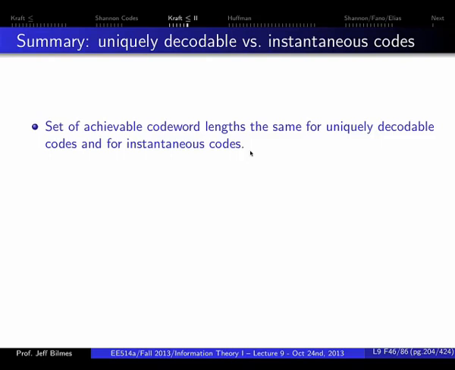So the point is the following. The set of achievable code word lengths is, in a sense, the same for the uniquely decodable codes and for the instantaneous codes. So is there ever any benefit to move away from the instantaneous codes into the uniquely decodable code world? Can you get better expected lengths? No. Why? Because take any uniquely decodable code, its lengths must satisfy Kraft. I can take those lengths and construct an instantaneous code with exactly the same lengths, and so therefore we'll have exactly the same expected length. So there's no benefit at all to moving to uniquely decodable.